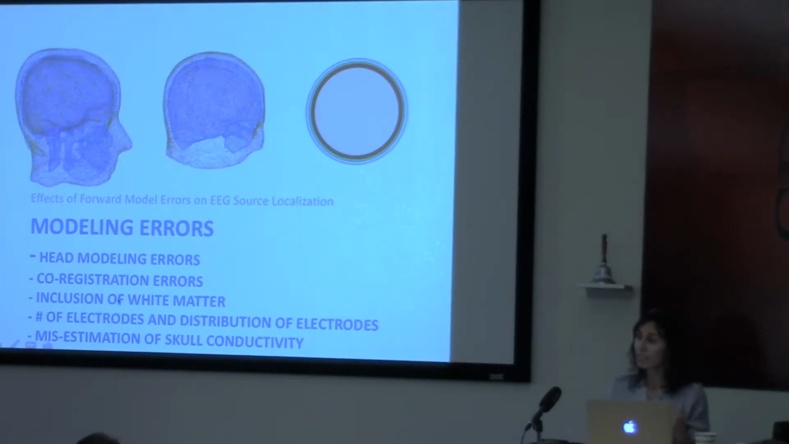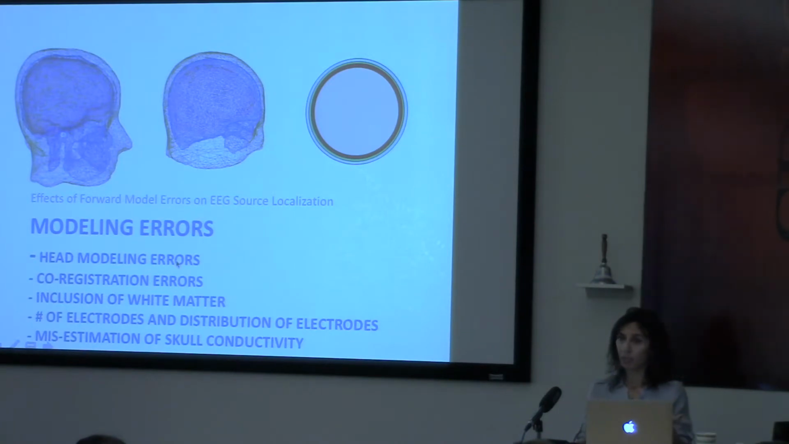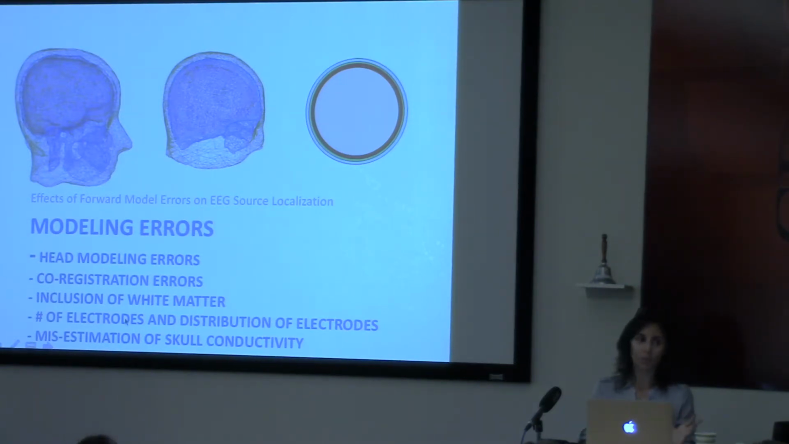If we should include the white matter or not, how much does it affect the source localization accuracy? And we looked at the number of electrodes and distribution of electrodes, how much it affects the source localization, and the misestimation of skull conductivity. And among these, I will show the errors right now. And co-registration and number of electrodes, these can be solved by taking pictures or with digitization of electrodes.